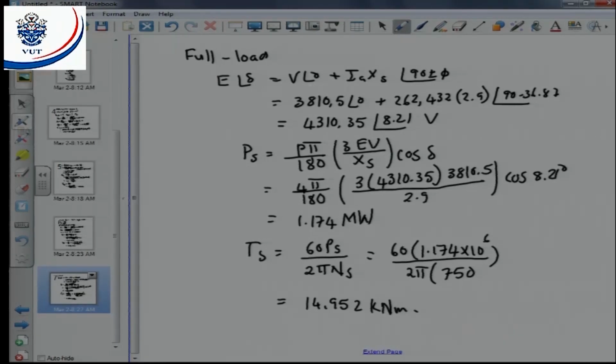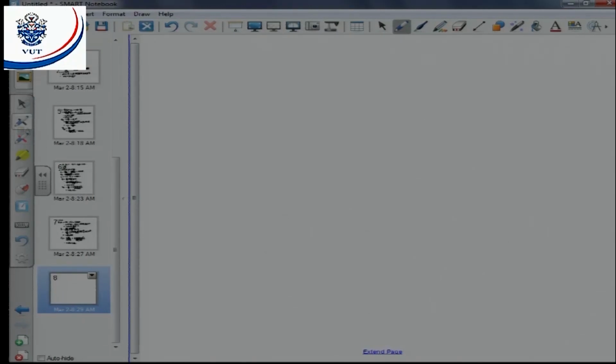Right, that brings us to the next section, which is machines in parallel.